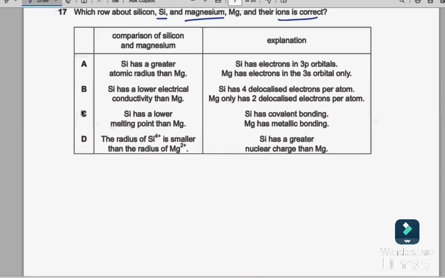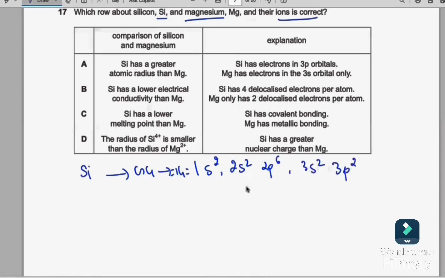First of all, we'll write the electronic configuration for silicon. Silicon is in group 4, isn't it? So we can write it with a proton number of 14: 1s2, 2s2, 2p6, 3s2, and 3p2, right? And then magnesium is in group 2, so its proton number is going to be 12. You can write it as 1s2, 2s2, 2p6, 3s2, right?